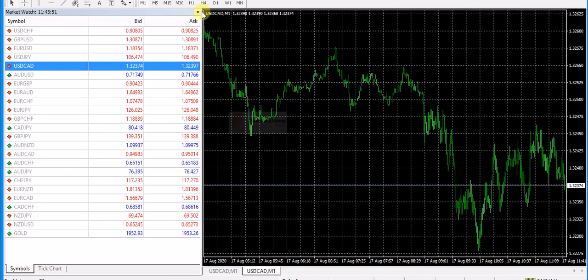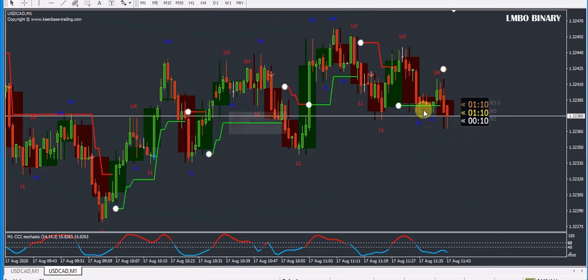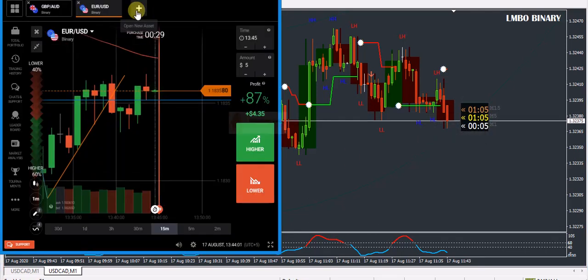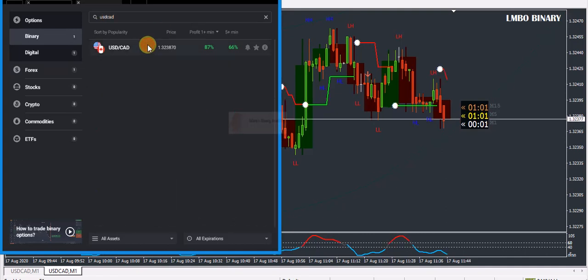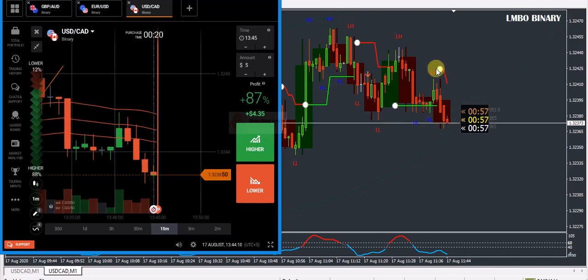We load the template here. So it's changing in the trend now. Okay, so we have to go into USD CAD. We will trade on the 5-minute, once it retests the level, so the trend is changed now.